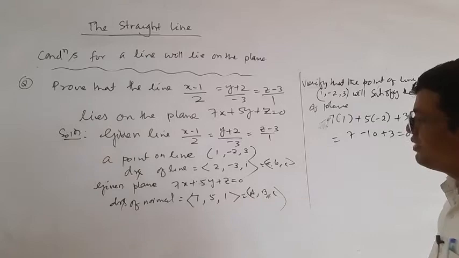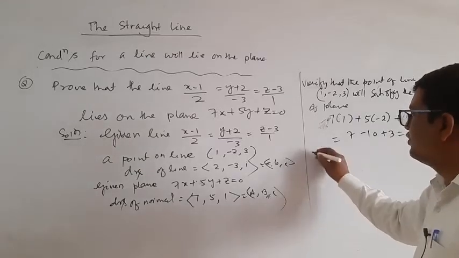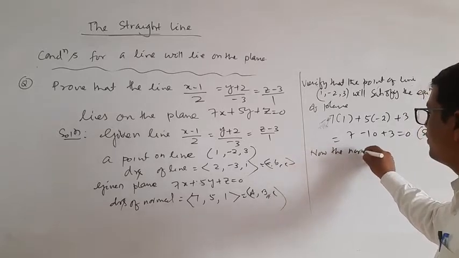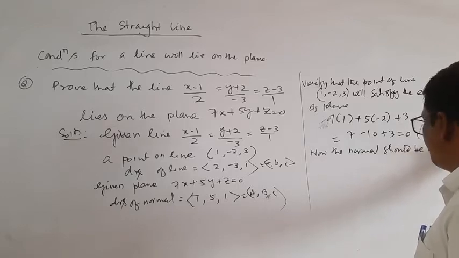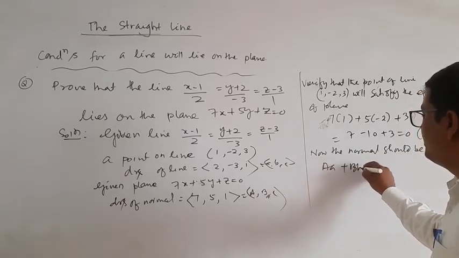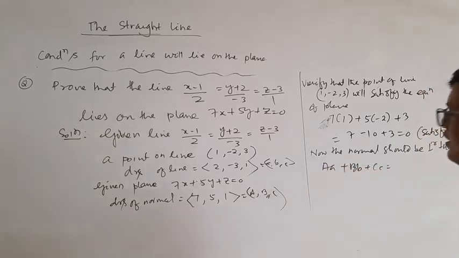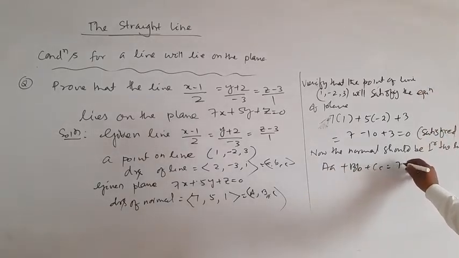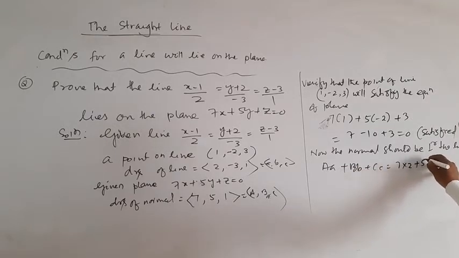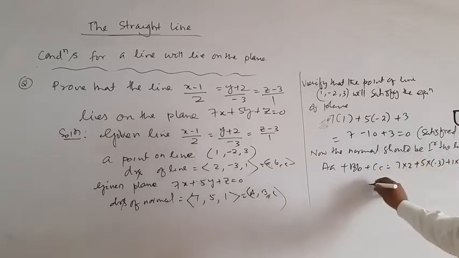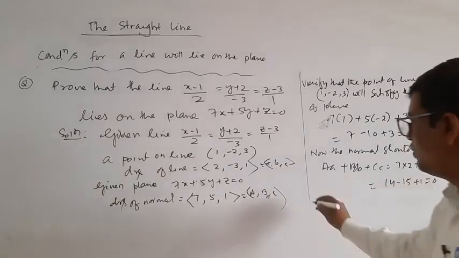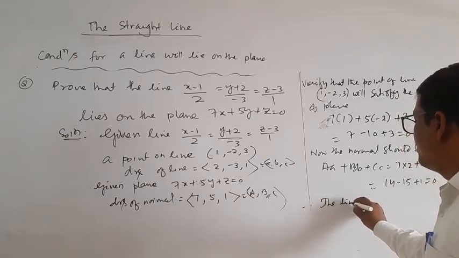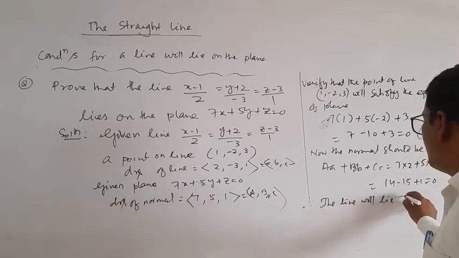Now, the normal should be what? Perpendicular to the line. That implies A into A plus B into B plus C into C. So, that is 7 into 2 plus 5 into minus 3 plus 1 into 1. So, this is equal to 14 minus 15 plus 1, this is equal to 0. So, both conditions are satisfied, therefore the line will lie on the plane.